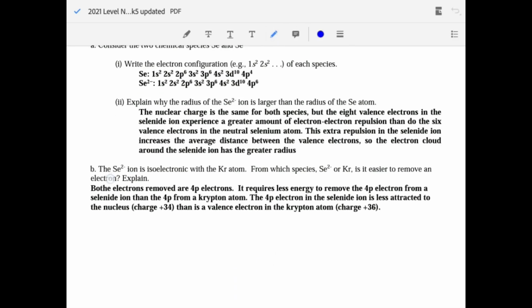For part B, the Se2 minus is isoelectronic with the Kr atom, so it has the same number of electrons. But since Se2 minus is sort of artificial in a sense, because you're adding electrons not to a natural state, it will take less energy to remove the electron from this one rather than this one. So it takes less energy for the Se2 minus, because of the p orbital compared to this p orbital, as I said. And it's less attracted because the nuclear charge is smaller.